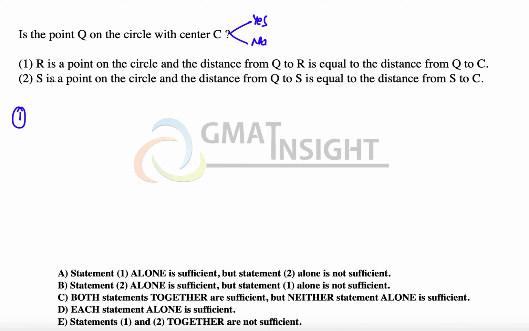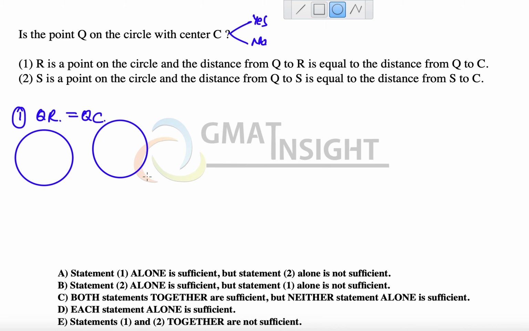The first statement says that R is a point on the circle and the distance between Q and R, that means QR, is equal to the distance QC. So let's quickly draw two circles and try to understand whether we get point Q on the circle or not. We always like to draw the two scenarios in order to prove that the statement is not sufficient.